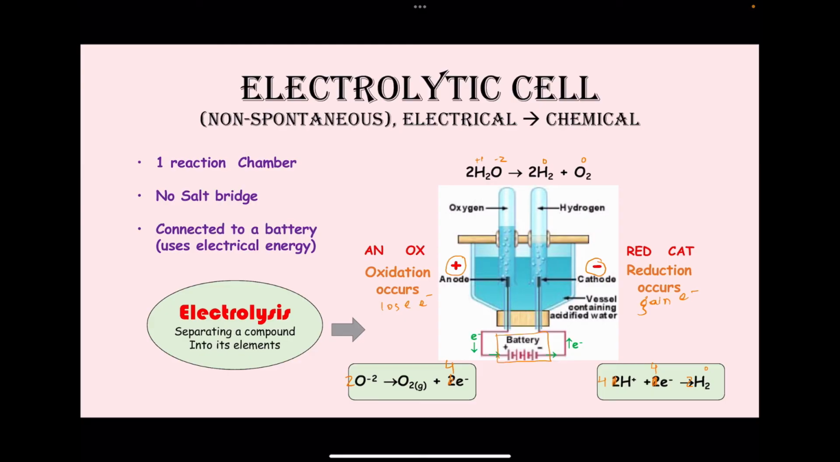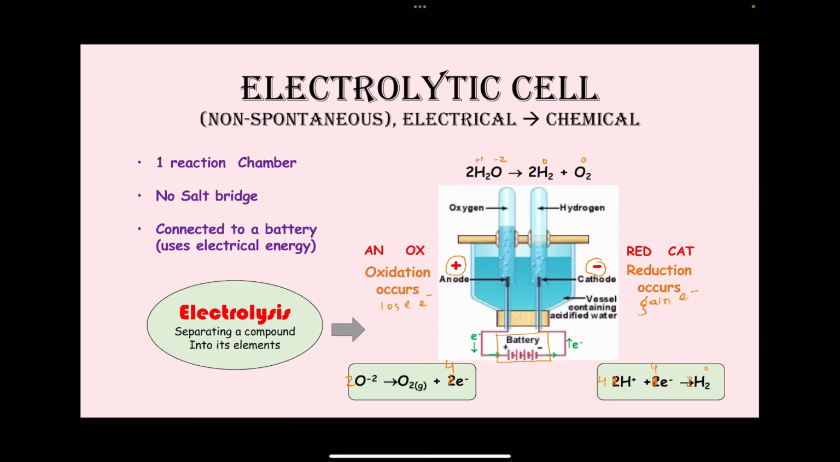Alrighty. So this is what electrolysis is going to look like. It's basically just breaking down or separating a compound into its elements. We still have OIL RIG and RED CAT, meaning oxidation at the anode and reduction at the cathode. And remember that this is an electrolytic cell, so the anode is positive because it's on the positive side of the battery, and the cathode is negative because it's on the negative side of the battery.